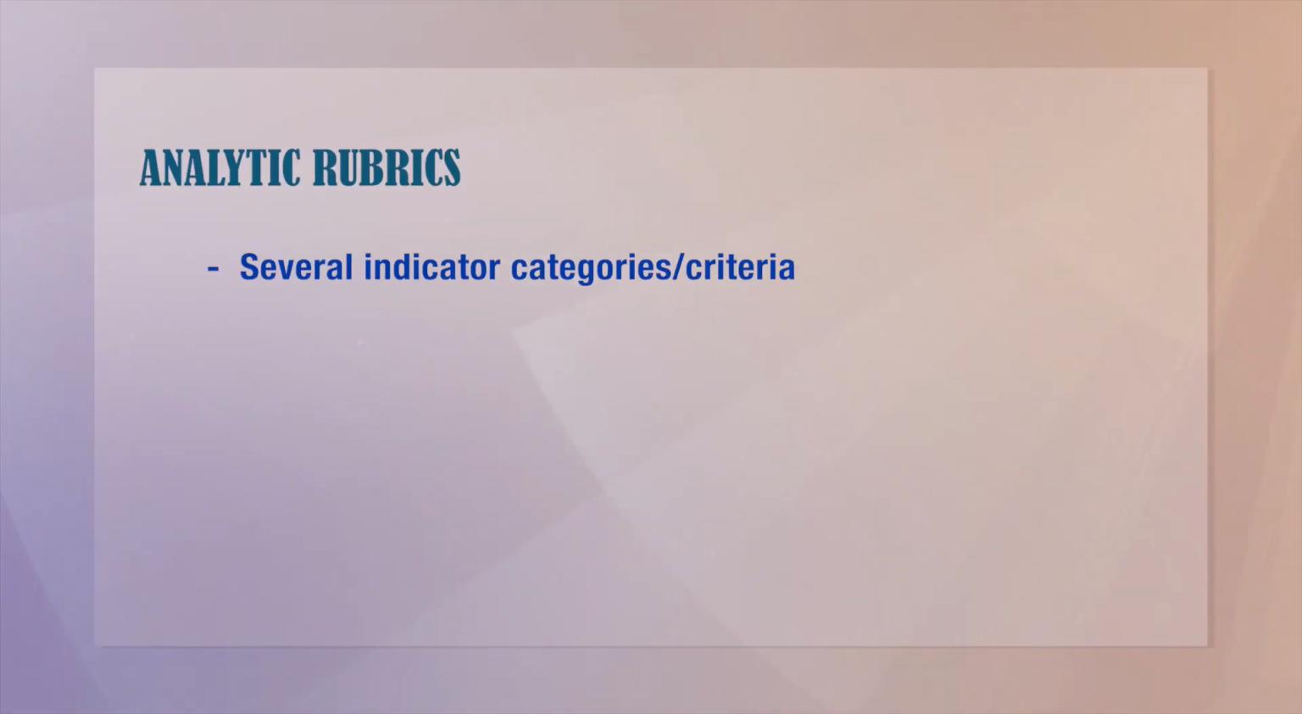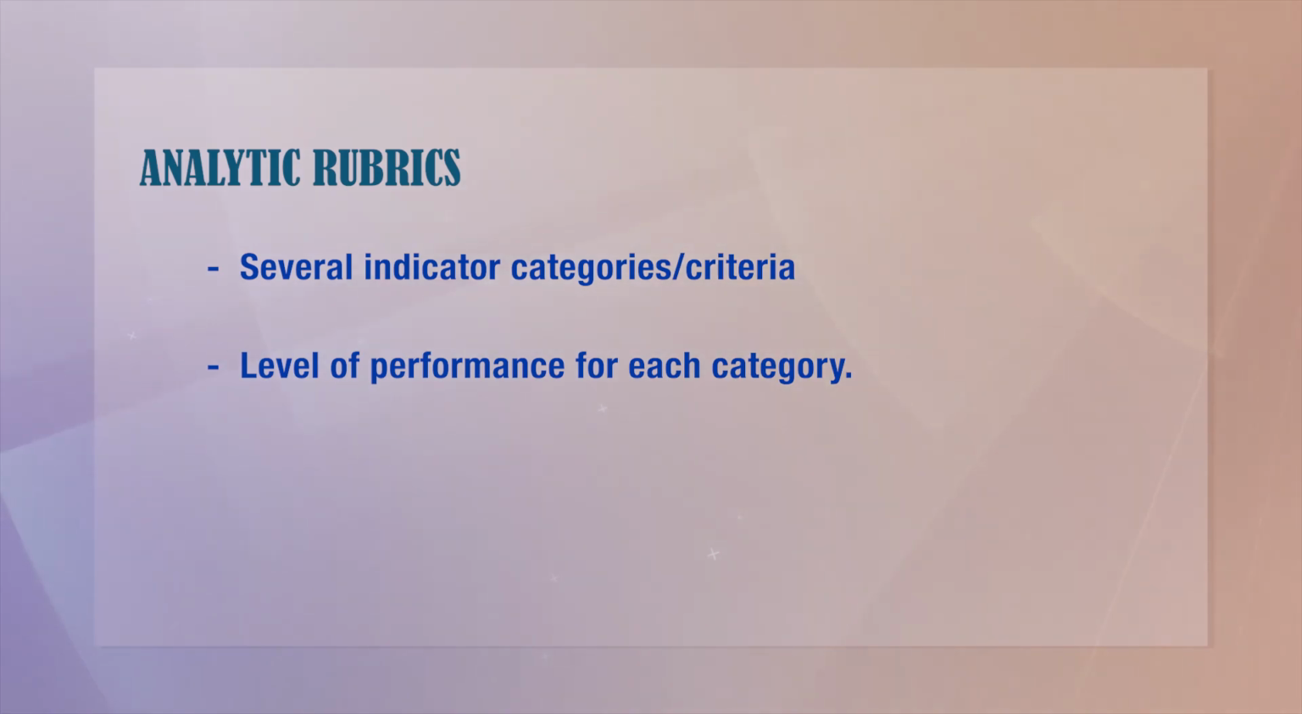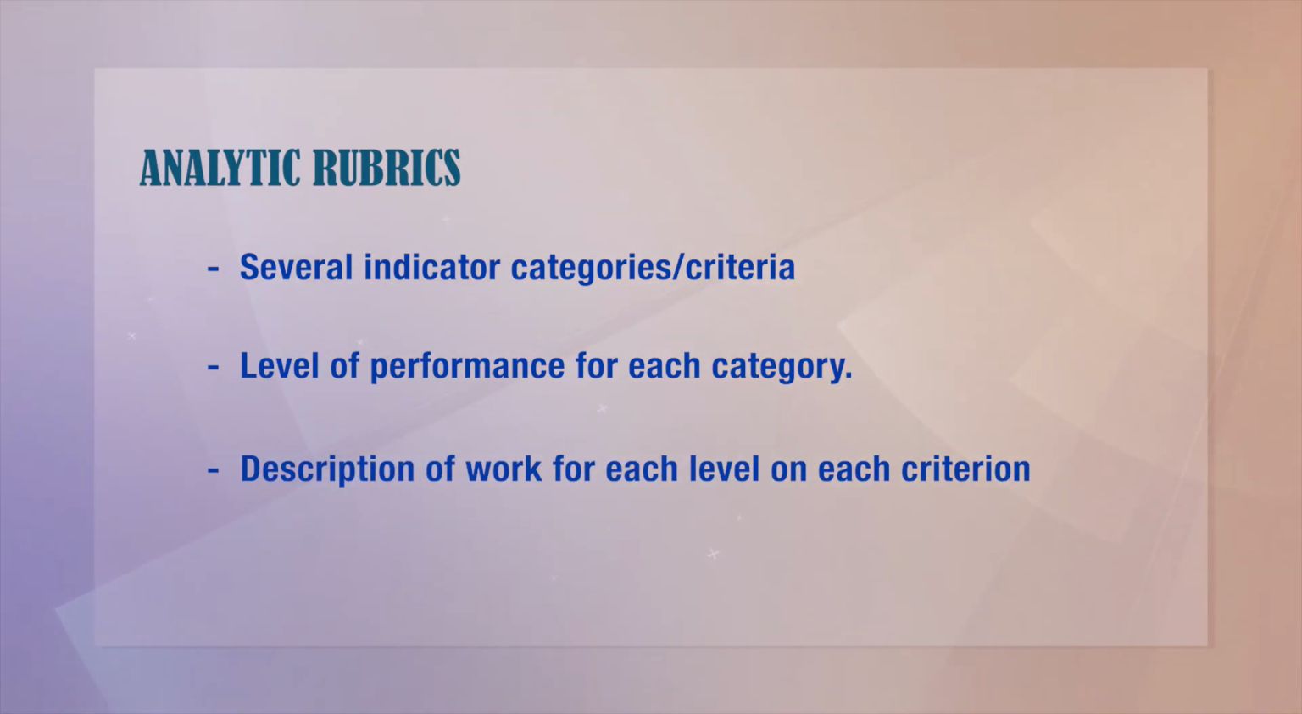The example of the research paper rubric, which we have seen previously in this tutorial, falls in the category of analytic rubric. In an analytic rubric, there are several indicator categories or criteria and levels of performance for each category. In other words, work on each criterion for various levels is described separately in analytic rubrics.